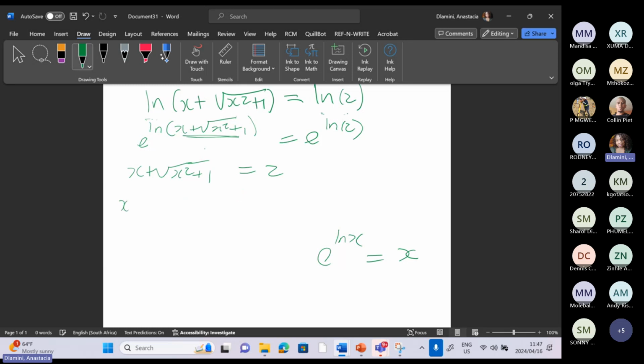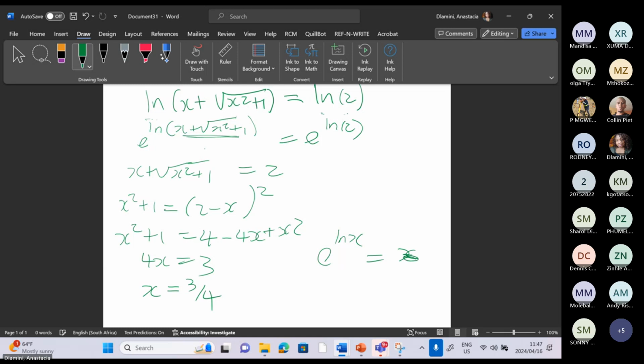So this is x squared plus 1 equals (2 minus x) squared. So then x squared plus 1 is equal to 4 minus 4x plus x squared. So then we simplify, then we remain with 4x is equal to 3, and then we remain with x is equal to 3 over 4. Are we all together on how they found it on page 62? Yes, guys, or no? Yes. Thank you.